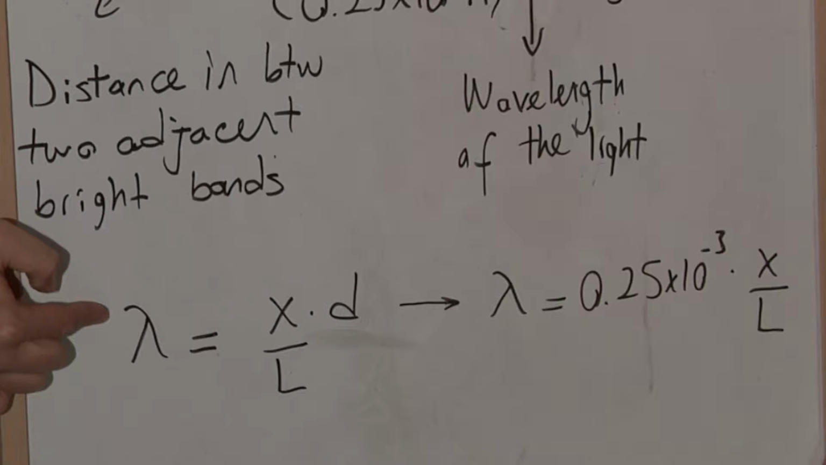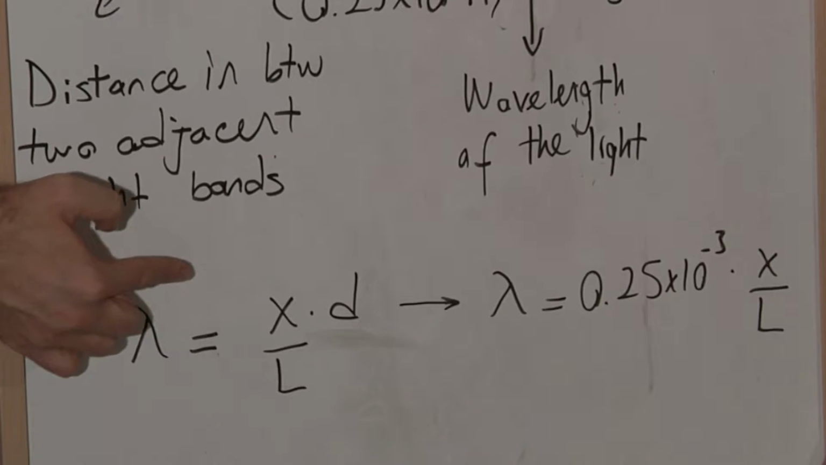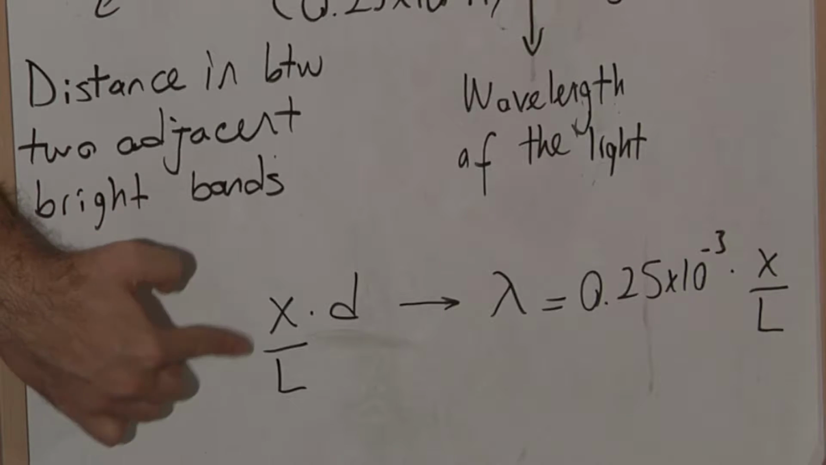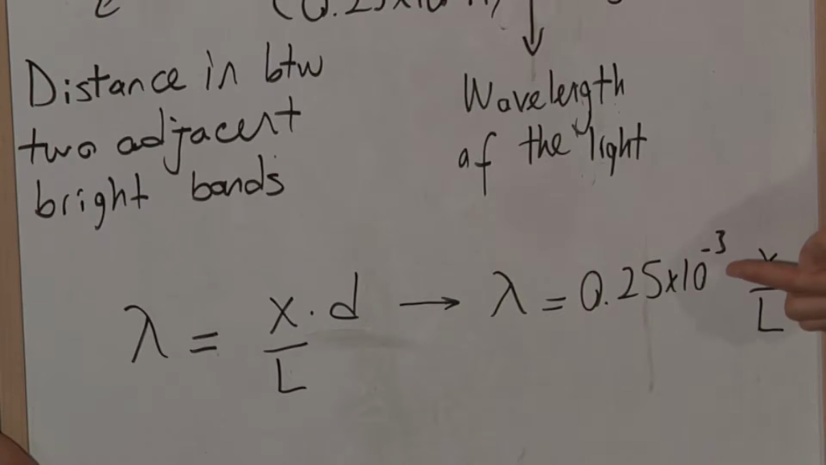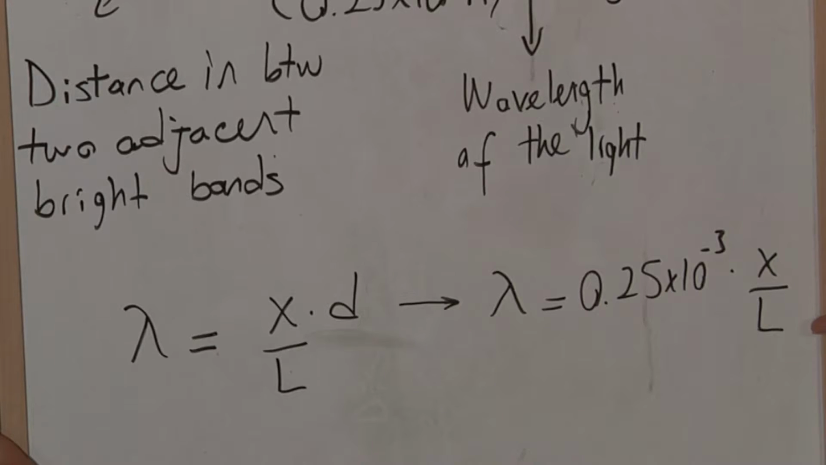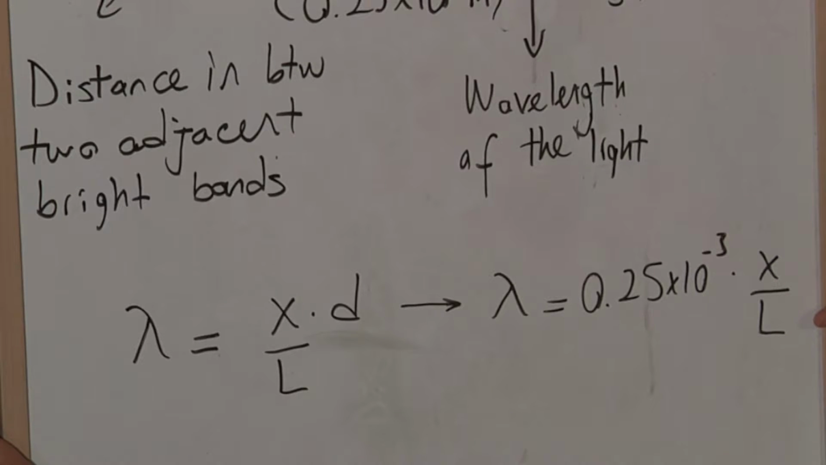And how are we going to use this equation? So basically we need to isolate our lambda over here to be able to find the wavelength of our light. And in this case it's going to be x over L times d. And d is a constant value, which you can look up from the slit. And we're going to have x over L. So once we get the ratio of x to L, then we're going to be able to find the lambda.